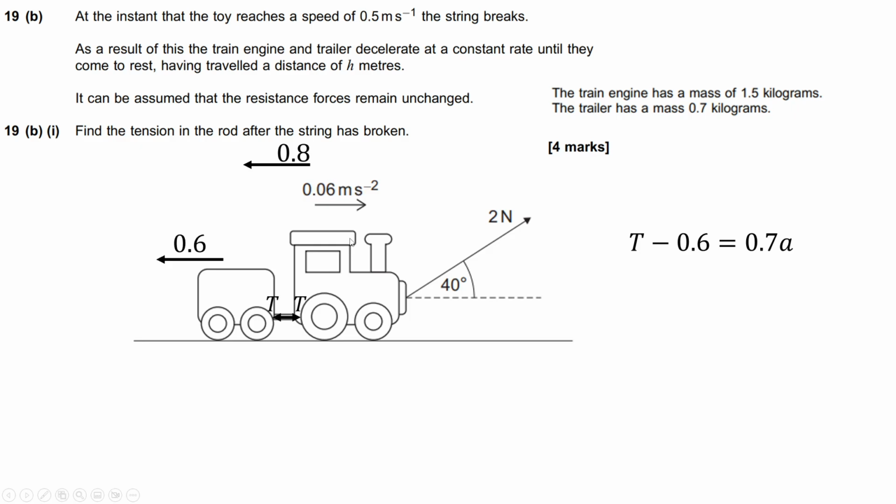We can ignore this as well. So the forces acting on the engine now are just minus 0.8, which doesn't change, and then minus the tension here. So minus 0.8 minus T equals the mass 1.5 times the acceleration A. Solve these simultaneously, you get A as that, and you'll get T is 0.15 newtons, which is what we wanted.